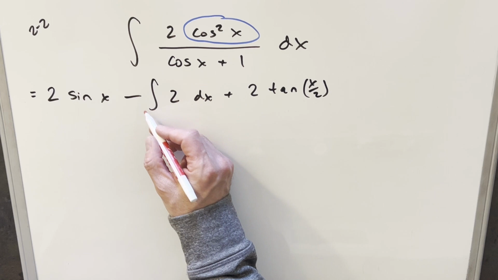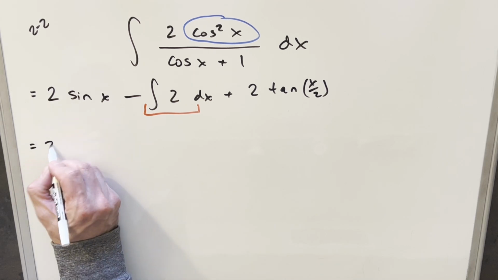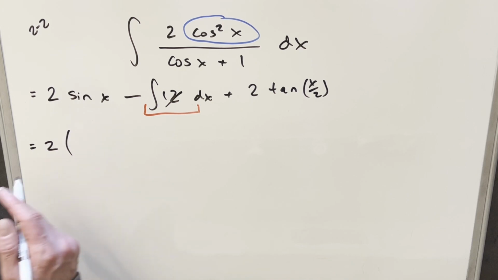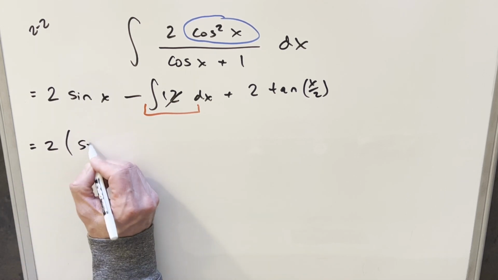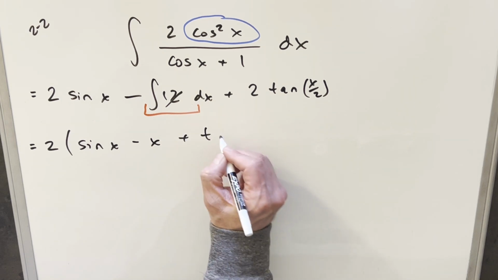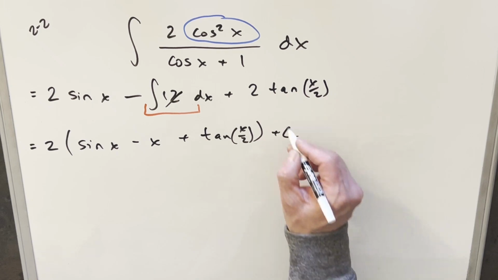So now in order to finish it, all I need to do is integrate 2, but in my final solution, since we have a 2 in everything, I'm going to factor a 2 out front of the whole thing, and then we're just integrating 1 here. So for my final solution, we'll have 2 times (sine x. This is just going to become minus x, and then here we're going to have plus tan x over 2), plus C, and that's it.